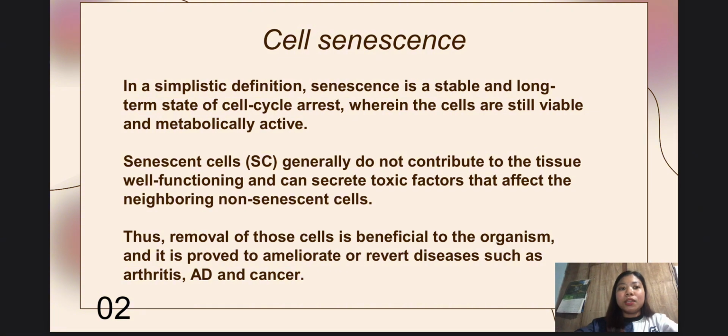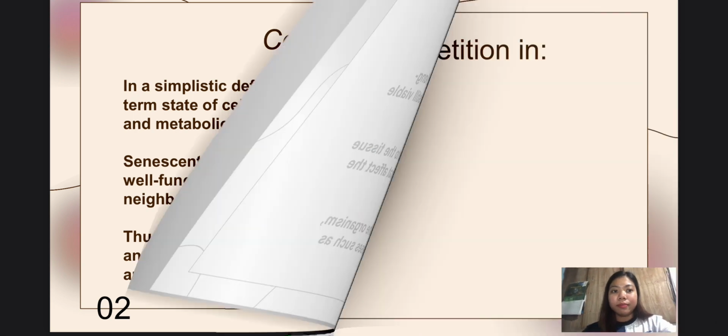In a simplistic definition, senescence is a stable and long-term state of cell cycle arrest, wherein the cells are still viable and metabolically active. Senescent cells generally do not contribute to the tissue's proper functioning and can secrete toxic factors that can affect neighboring non-senescent cells. Thus, removal of those cells is beneficial to the organism, and it has been shown to ameliorate or revert diseases such as arthritis, AD, and cancer. Moreover, this will be further explained in the results.